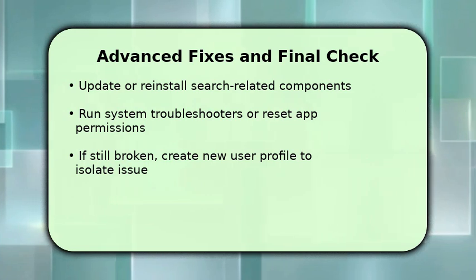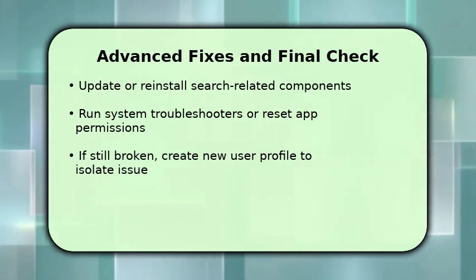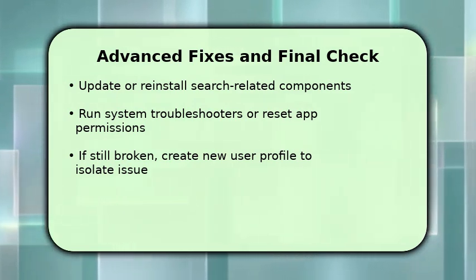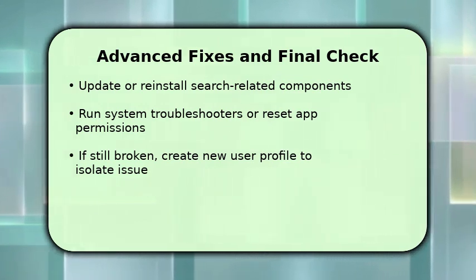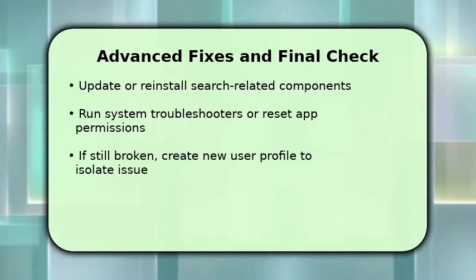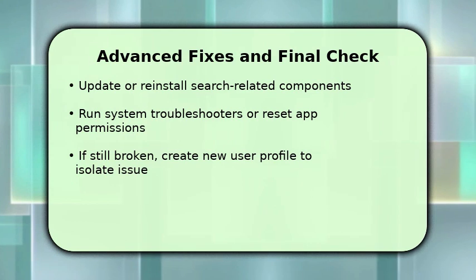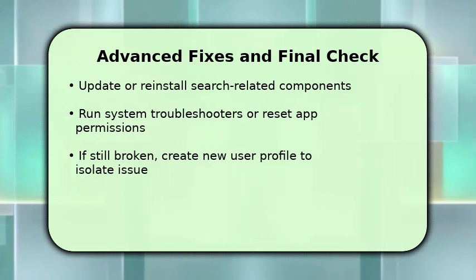Once complete, test multiple queries and content types. If the search still fails, create a new user profile to isolate the problem. If it works there, migrate data. One troubleshooting tip: check logs for permission or index errors to guide deeper fixes.